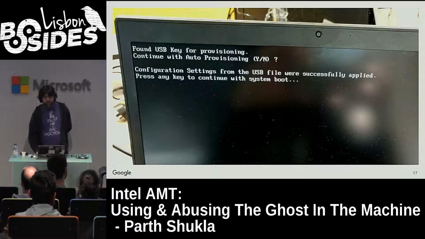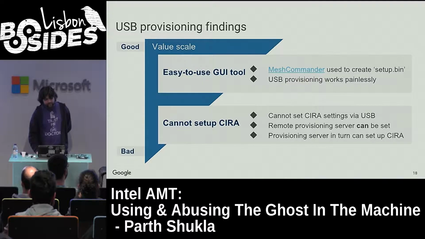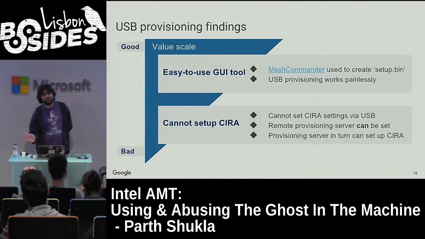Unfortunately, there were a few hiccups. So here's what I found trying to do this. The USB provisioning file can be really easily created using the open source software I already mentioned. The USB provisioning worked even when it seemed it shouldn't work. So it worked even when there was a BIOS password set. It worked even when I had disabled always on USB. It worked even when I had removed USB from the boot priority order. It just always worked.